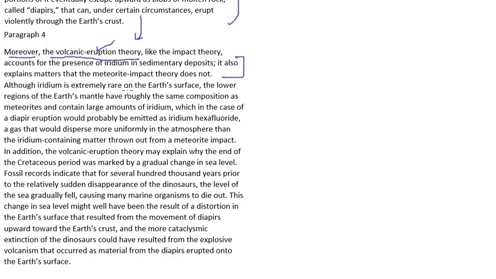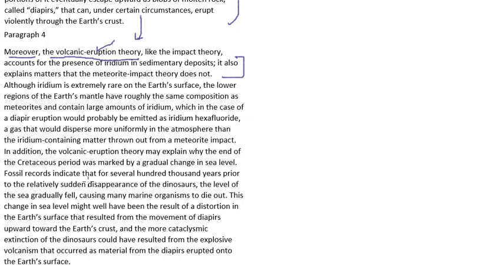Although iridium is extremely rare on the Earth's surface, the lower regions of the Earth's mantle have roughly the same composition as meteorites and contain large amounts of iridium, which in the case of a diapir eruption would probably be emitted as iridium hexafluoride, a gas that would disperse more uniformly in the atmosphere than iridium containing matter thrown out from a meteorite impact. In addition, the volcanic eruption theory may explain why the end of the Cretaceous period was marked by a gradual change in sea level.